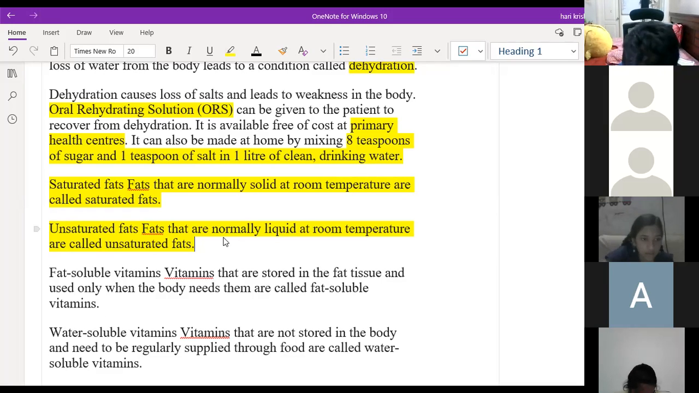Okay. Suppose you have taken a cooking oil, olive oil. And you have taken ghee and dalda. If you keep them in the outside atmosphere, what will happen? The ghee and the dalda will become solid, right? At room temperature? Yes, sir. And what about the cooking oils? Sir, it is liquid. The liquid form only. So you can say ghee is a saturated fat and the cooking oil is an unsaturated fat.